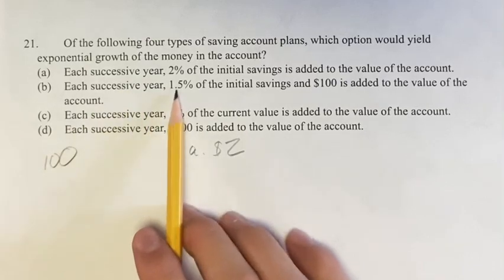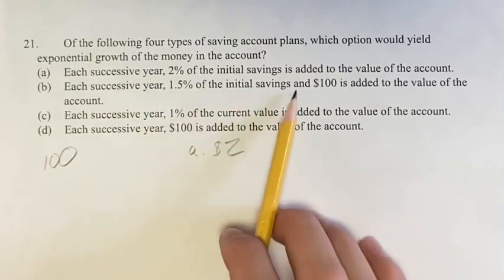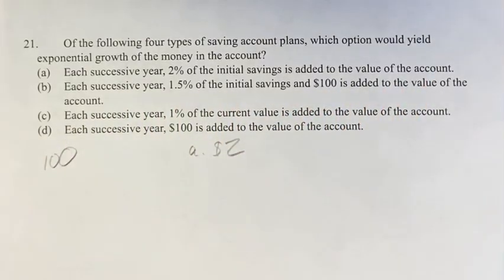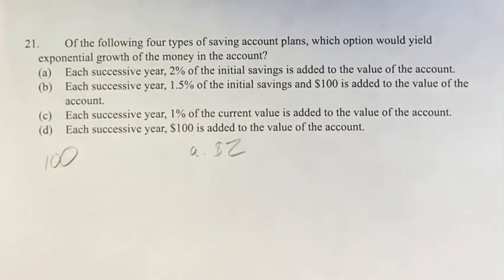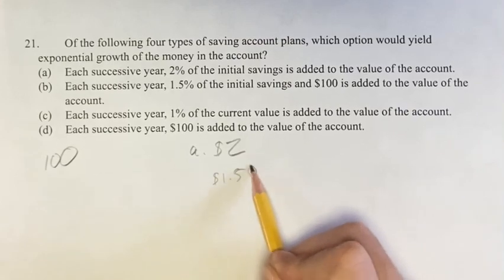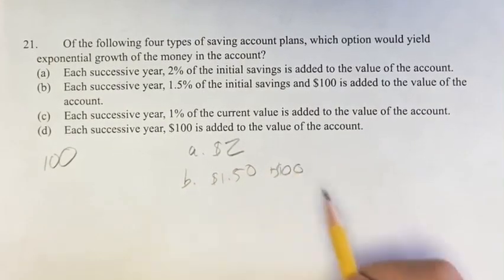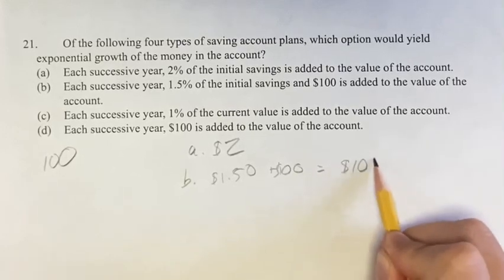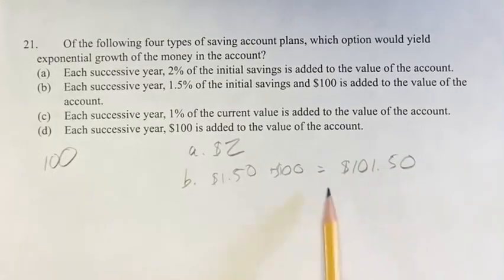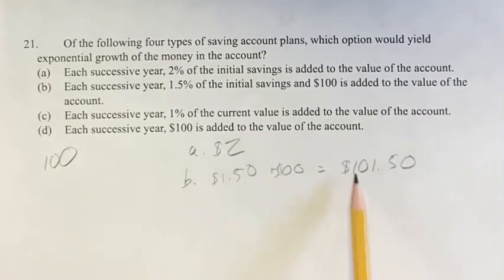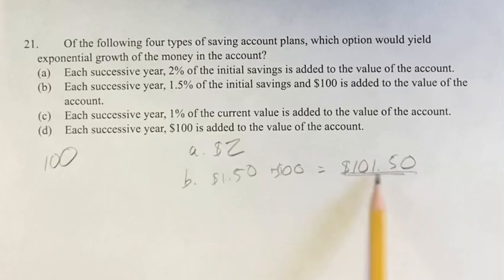For B, each successive year, 1.5% of the initial savings, $100, is added to the value of the account. So in this case, we have 1.5%, so that would be $1.50 instead of $2. And $100. So every year we have $101.50, and this is added every year. Again, this is much more than this, but we're adding the same amount every year, so there's going to be a constant rate of change, which means this is linear growth.